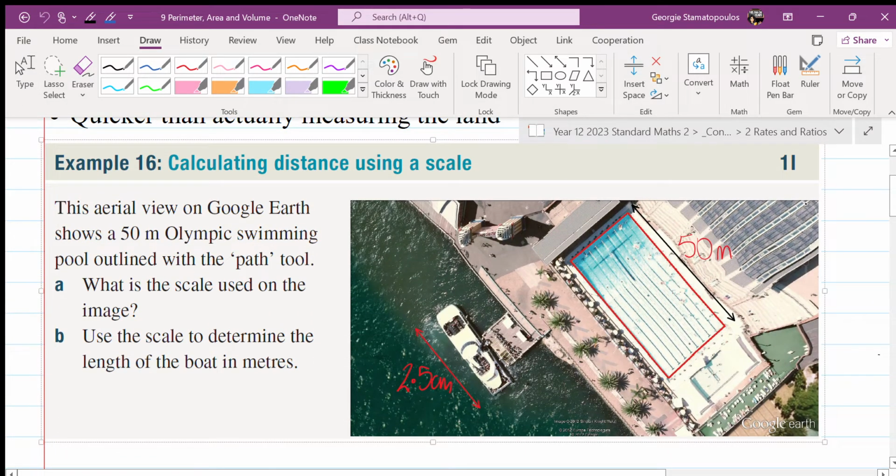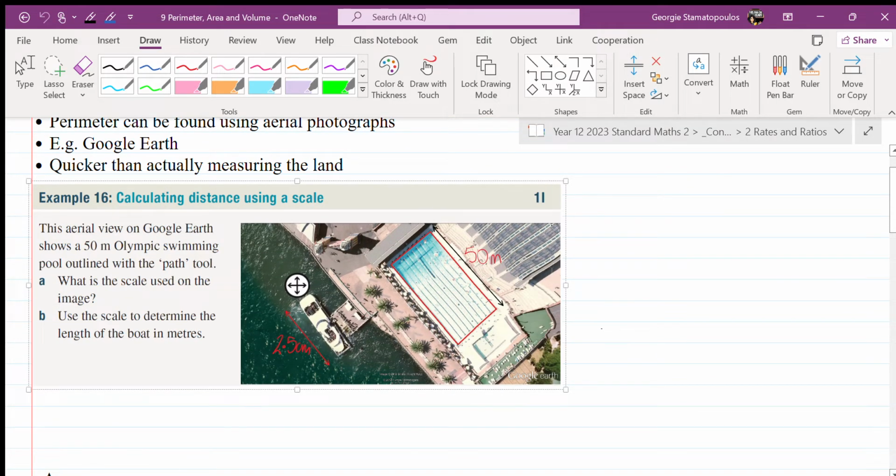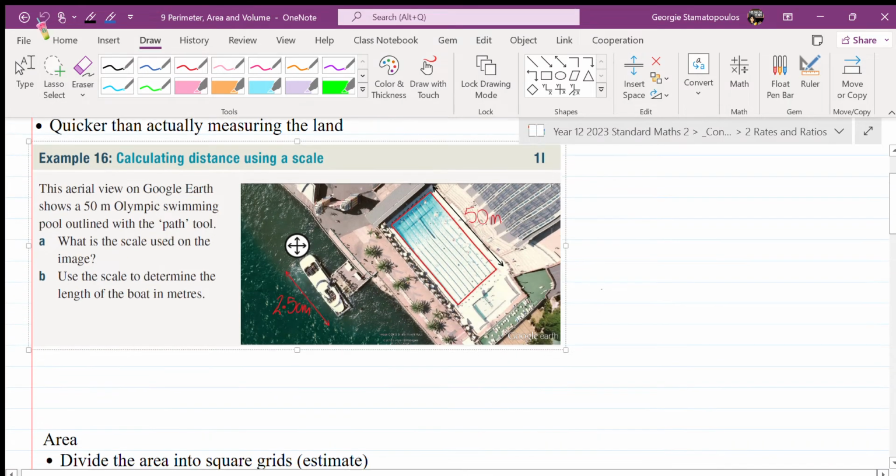Okay, so here you've got an aerial view, shows a 50-metre swimming pool. So what is the scale used on the image? What you're going to have to do, I do apologise that I don't have this on me, but because we know that the length of the pool here is 50 metres, you're going to measure that with a ruler where that little arrow is, that's in black, and you may be best off using that in millimetres.